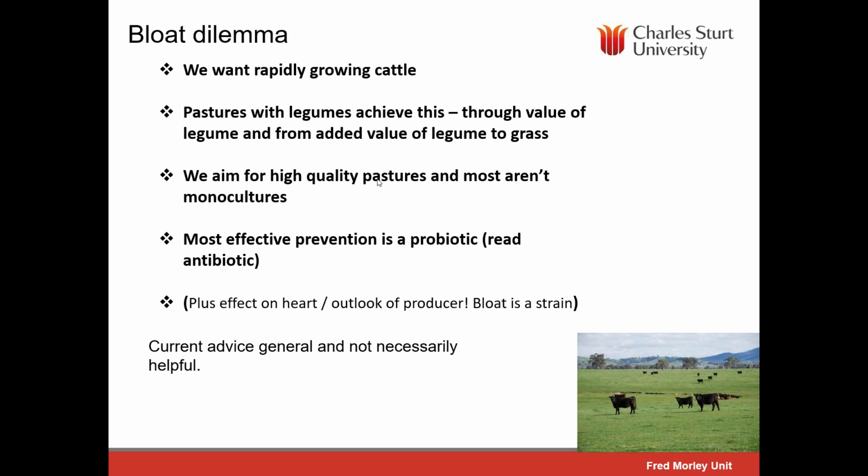Generally, we're aiming for very high quality pastures, and most of the pastures aren't monocultures, which is always a no-no. Lucerne probably is for most people, with few weeds in it, but most of us have not only got weeds, but we've got a mixture of grasses and legumes.